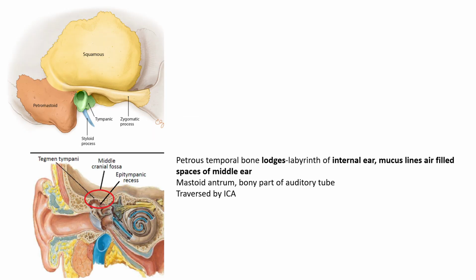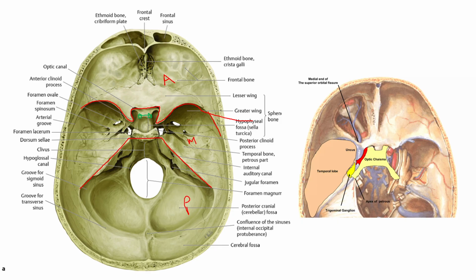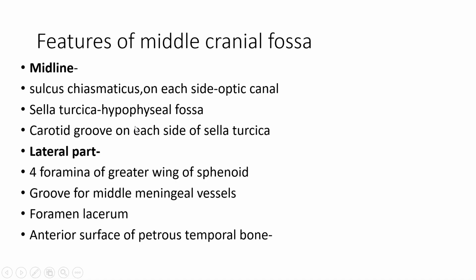Basically, the area where I was telling you the cavernous sinus was present, this area is grooved because within the cavernous sinus the internal carotid artery will pass. So there is a groove formed that is known as the carotid sulcus or groove.